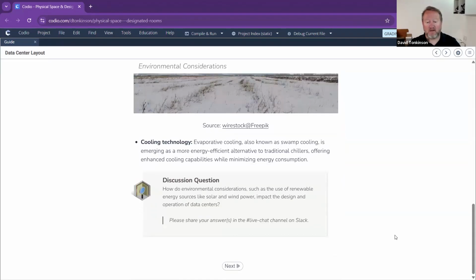There's a little discussion question there. How do environmental considerations such as the use of renewable energy sources like solar and wind power impact the design and operations of data centers? I think we've asked this one before, haven't we?